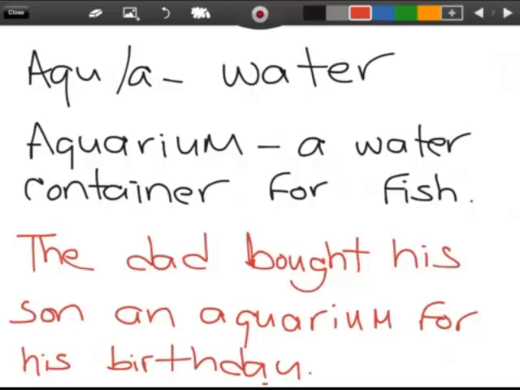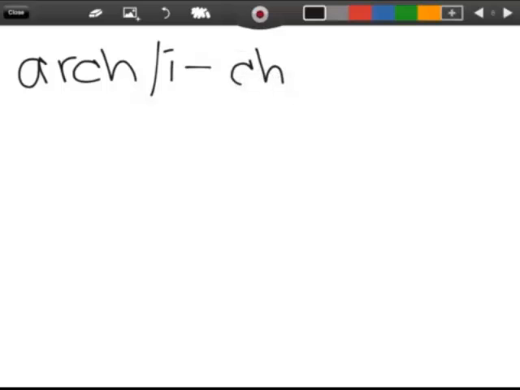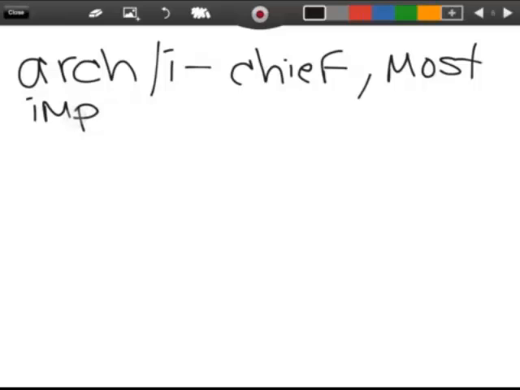Right, now let's move on to our next root, which is arch. Let's write this down, arch. Meaning chief, most important, sorry about that, important, and rule.